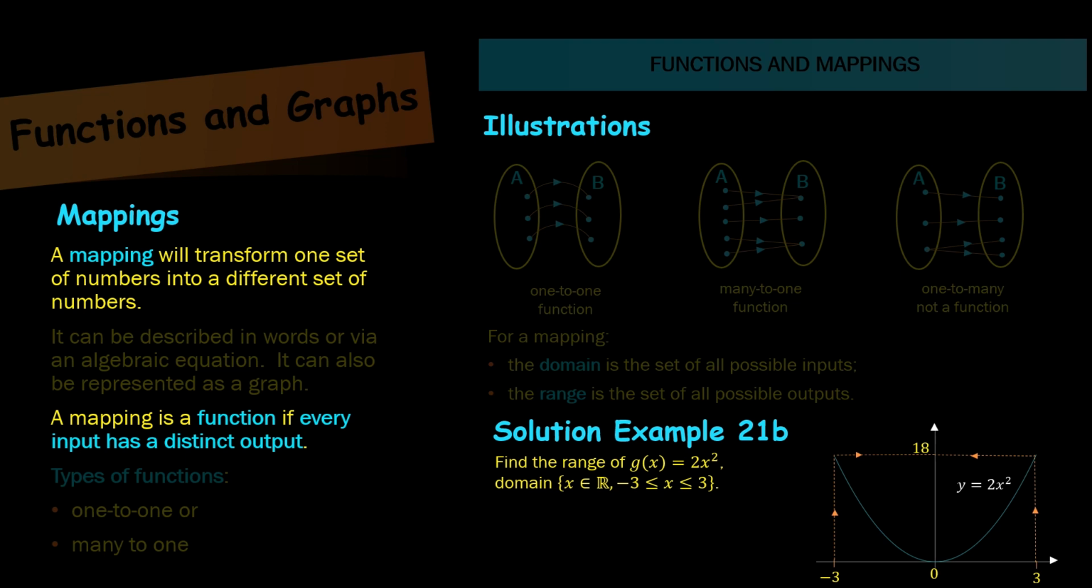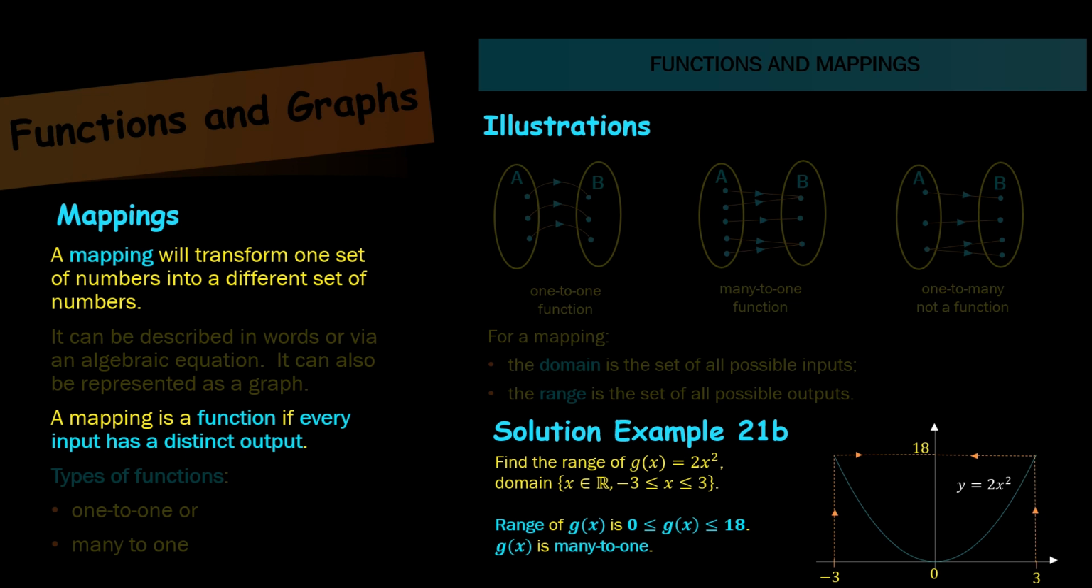Therefore, the range of g of x, as we can see from the diagram, is g of x greater than or equal to 0, but less than or equal to 18. And of course, g of x is many to 1 because we have, for example, in this diagram, as you can see, two values mapping to 1. And that's the case for several values.